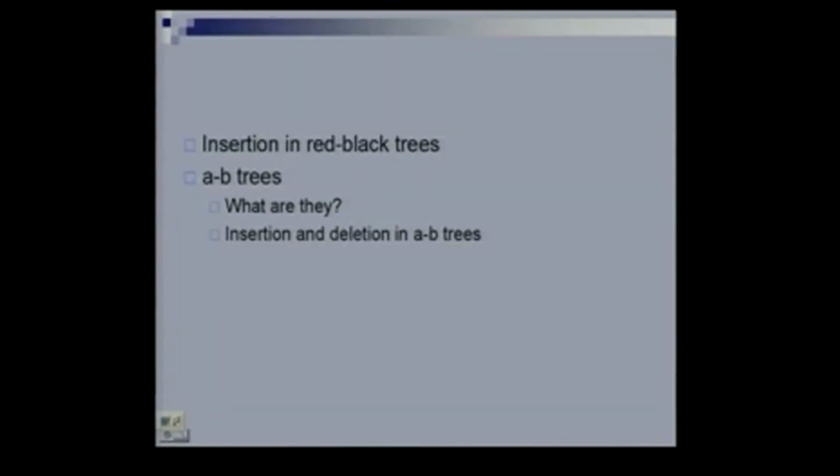In the last class, we saw what a red-black tree was. We saw the correspondence of red-black trees and 2,4 trees. Then we saw the deletion process in red-black trees. So, this was an extensive process with 6 cases and so on.